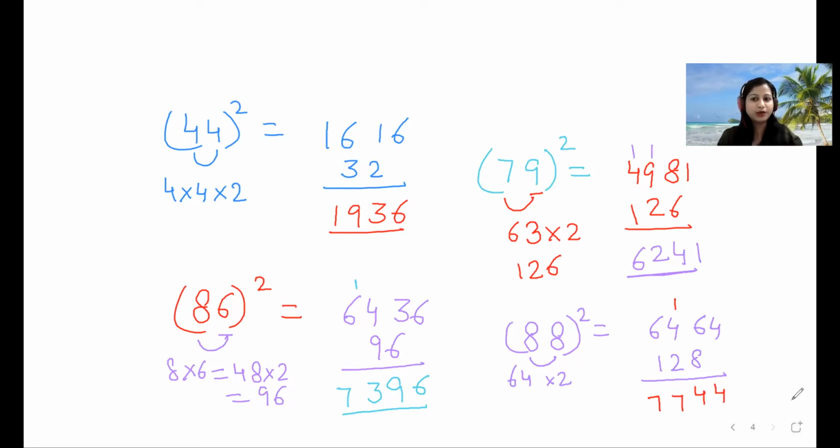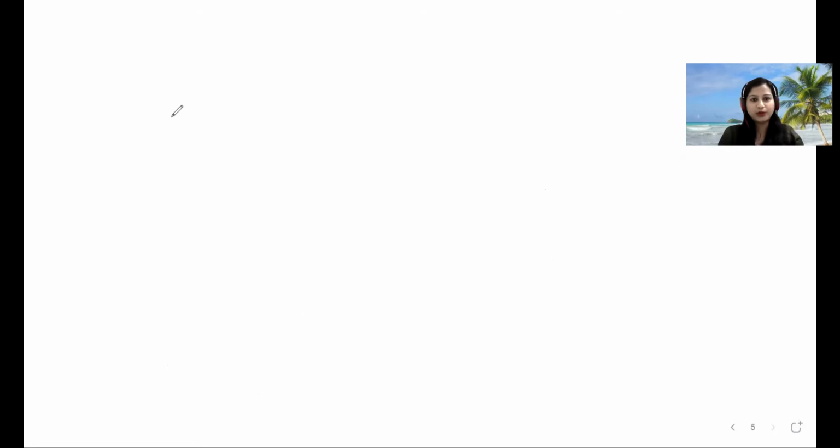Okay, now let's move further. Now I'm giving you a number in which the unit place is 7. Okay, 67 square. Quickly do and write in the comment box. After that, we are going to have a look on the numbers which are having the unit place 5, the different trick.